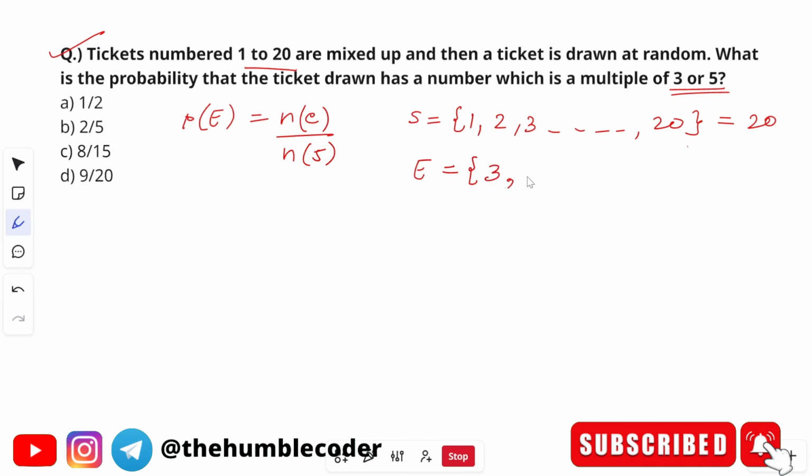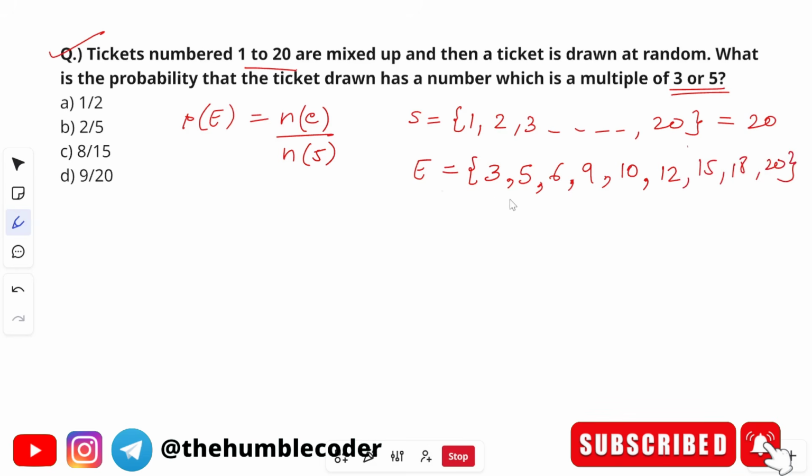Because 3 is a multiple of 3. In the same way 4 cannot come because 4 is not a multiple of either 3 or 5. Next number is 5, which is a multiple of 5. Then 6, which is a multiple of 3. Then 7 cannot come, 8 cannot come, 9 can come because it is a multiple of 3. Next digit 10, which is a multiple of 5, 12, multiple of 3, then 15, then 18, and then 20. So in this way we have prepared the event.